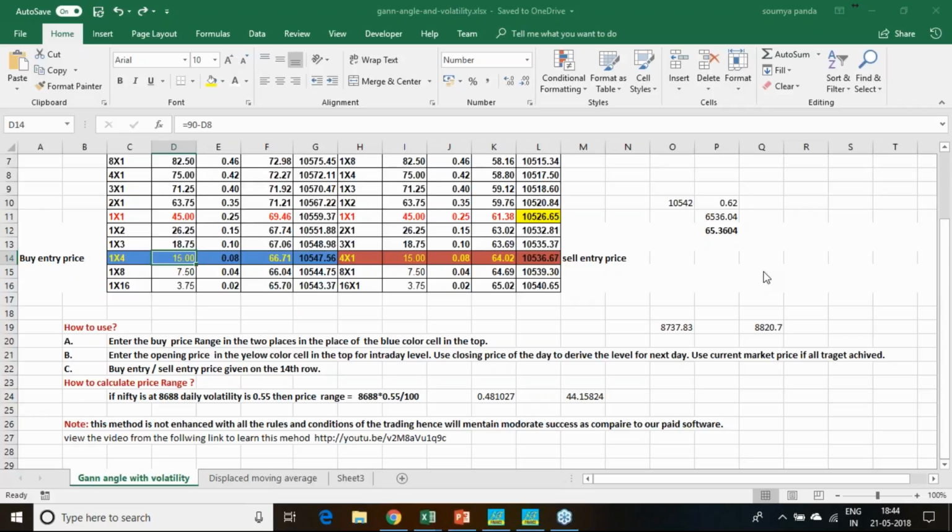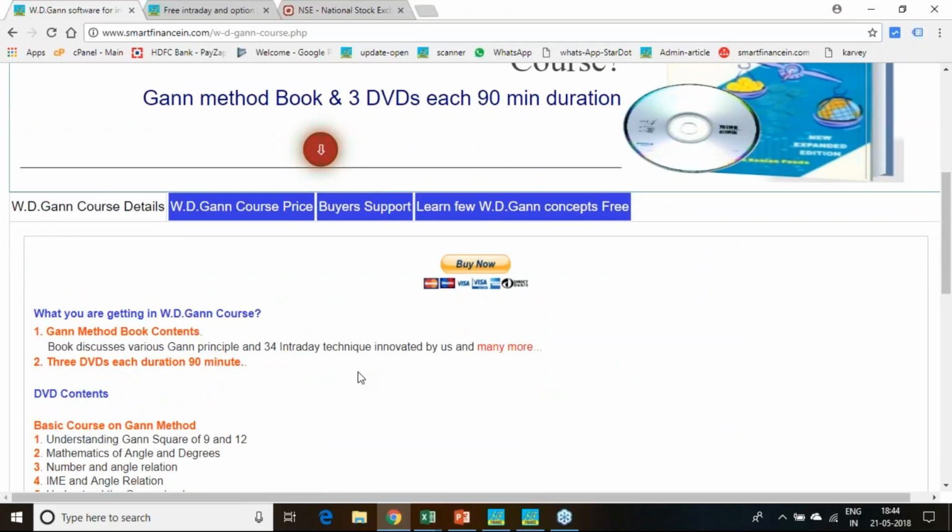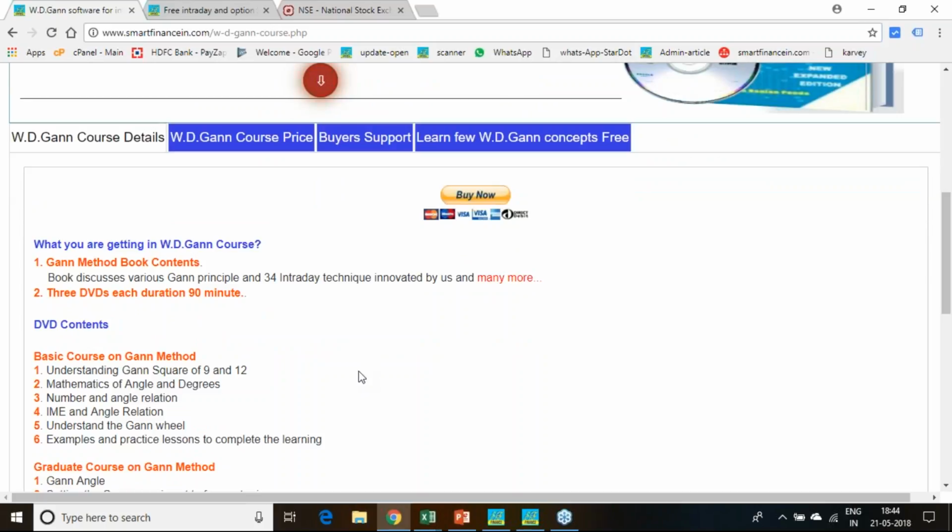So if you are an interested audience and an interested learner of WD Gann concept, and if you want to learn Gann's concept, please first clean your mind of various misinterpretations of the Gann concept. Nobody can tell you any magical formula by means of which you can make windfall money, and do not pay lakhs of rupees to learn this concept.